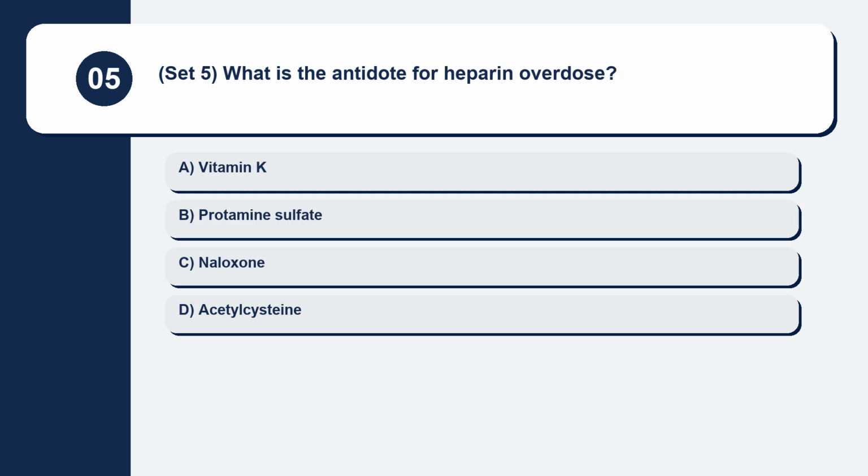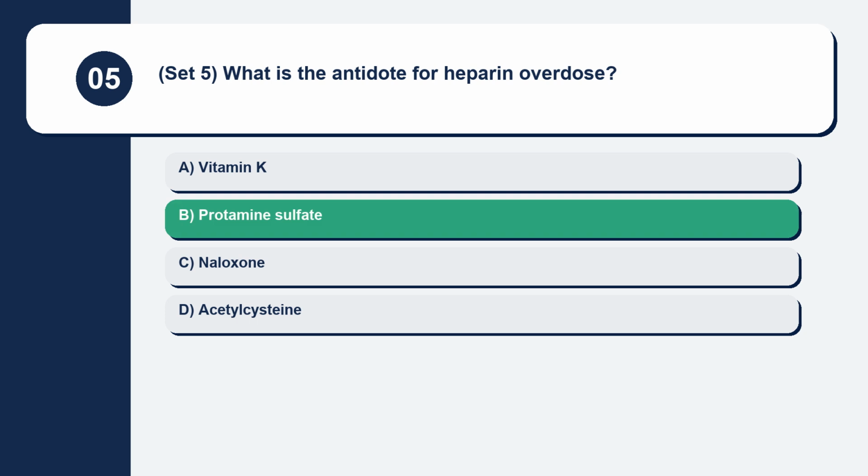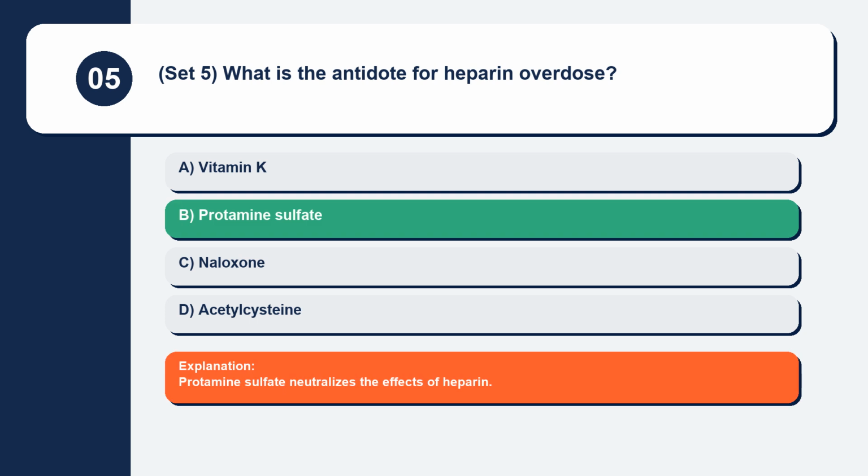Question 5, Set 5. What is the antidote for heparin overdose? Vitamin K, protamine sulfate, naloxone, acetylcysteine. Protamine sulfate neutralizes the effects of heparin.